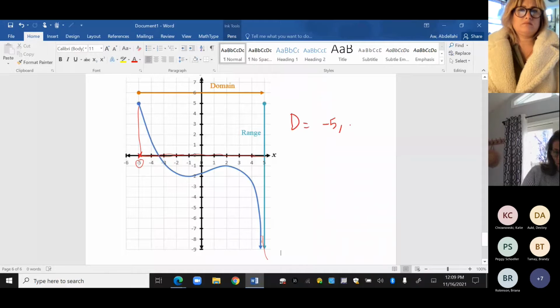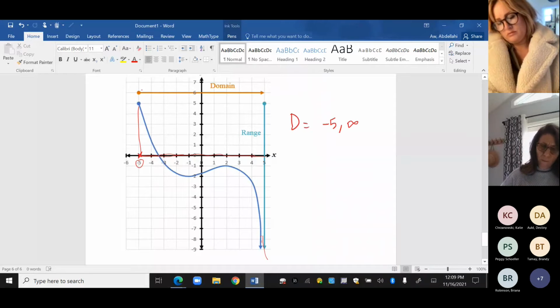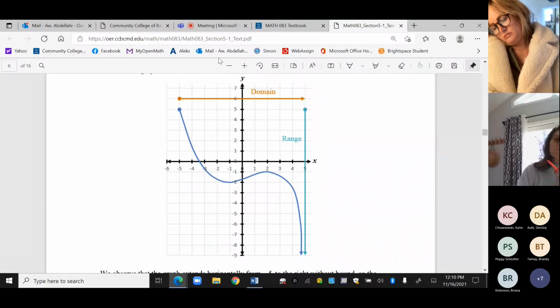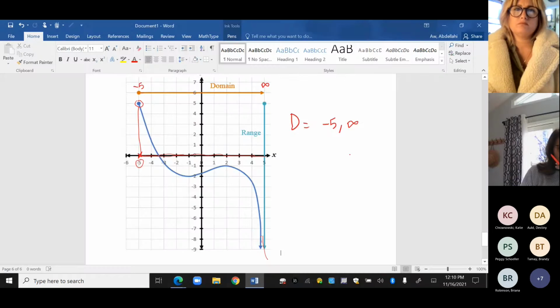Since it doesn't end anyway, to infinity, right? That is a domain. This is orange. This is this orange interval from -5 to infinity, right? So now, since we have a closed dot, is -5 included? Should -5 be included or not? The value, the x -5, should it be included or not?